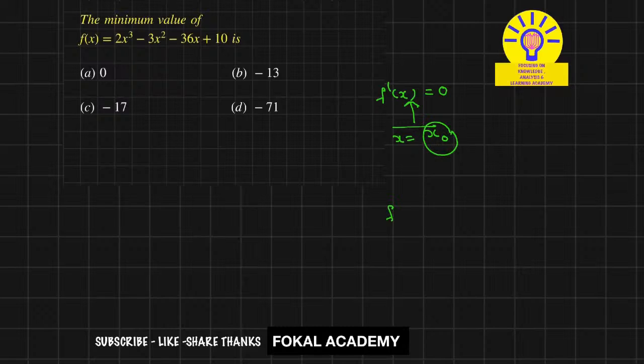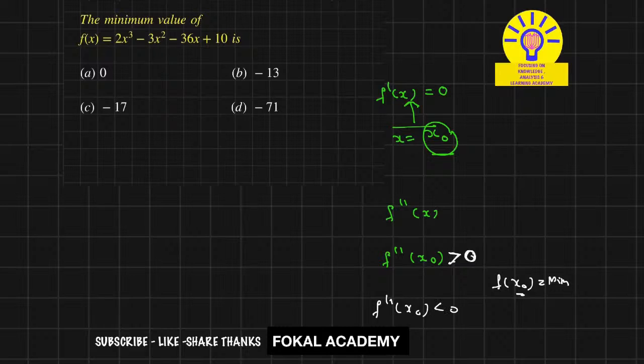Next take the second derivative, f double dash of x. Now substitute x naught in this equation, f double dash of x naught. Suppose this value is greater than 0. Okay, so if we get greater than 0, then f of x naught is nothing but the minimum value at x naught. Suppose if f double dash of x naught is less than 0, then the given function has maximum value at x naught, that is f of x naught is nothing but having maximum value at x naught.